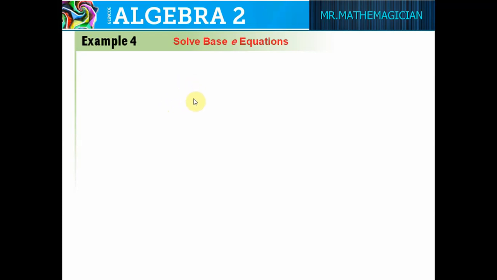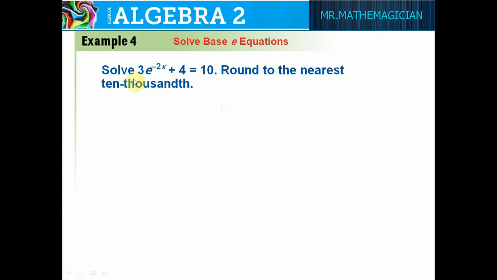This is Mr. Mahmoud explaining Algebra 2, Chapter 6, Lesson number 8. And this is the second part of the lesson, Natural Logarithms. We are going to focus on solving equations containing e and ln. Let's begin with this example. Solve 3e to the power of negative 2x plus 4 equals 10, round to the nearest 10,000ths.